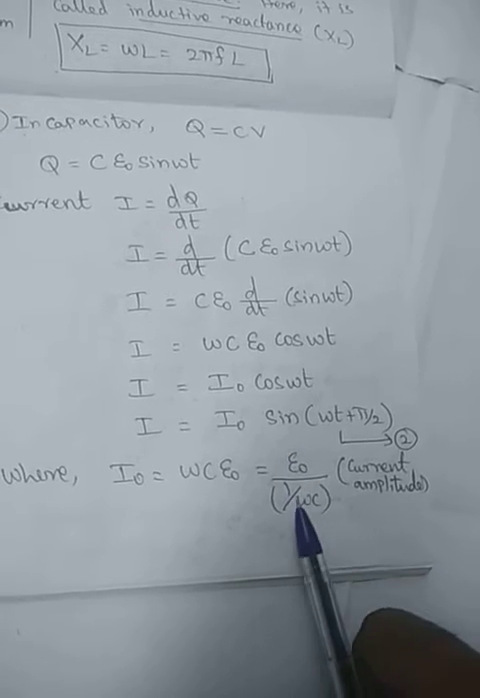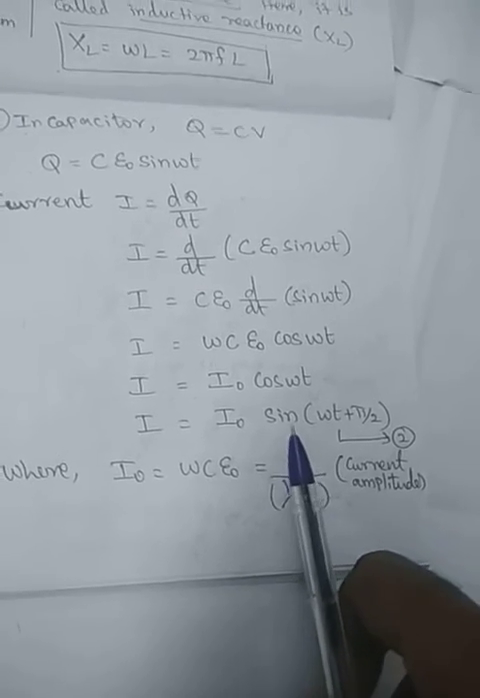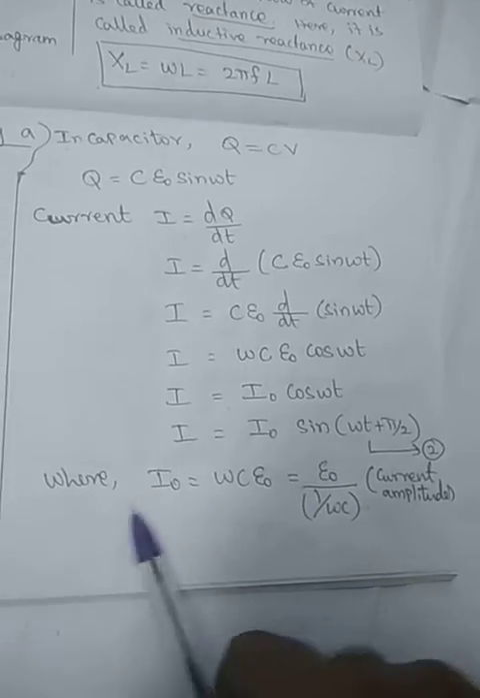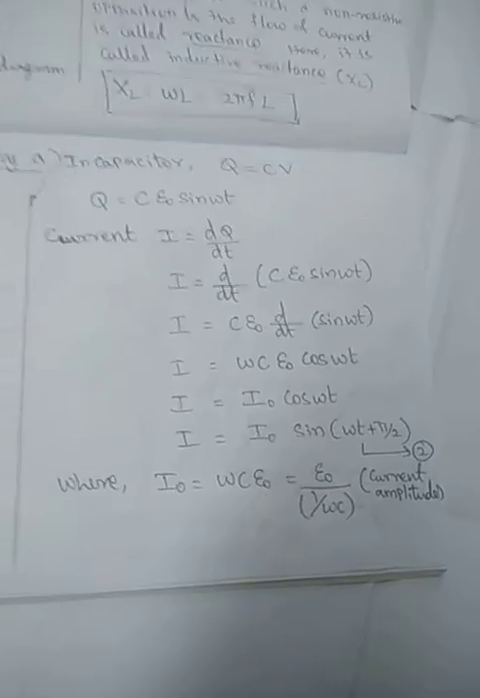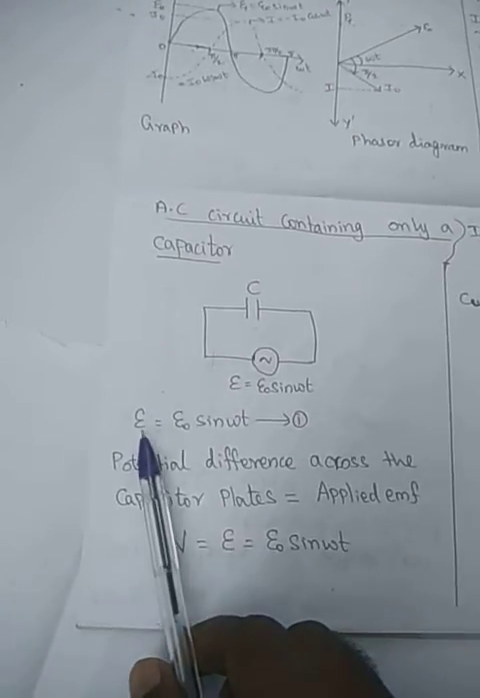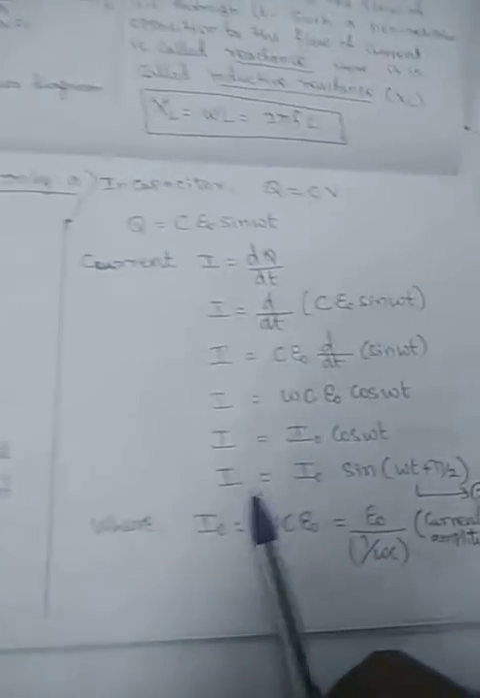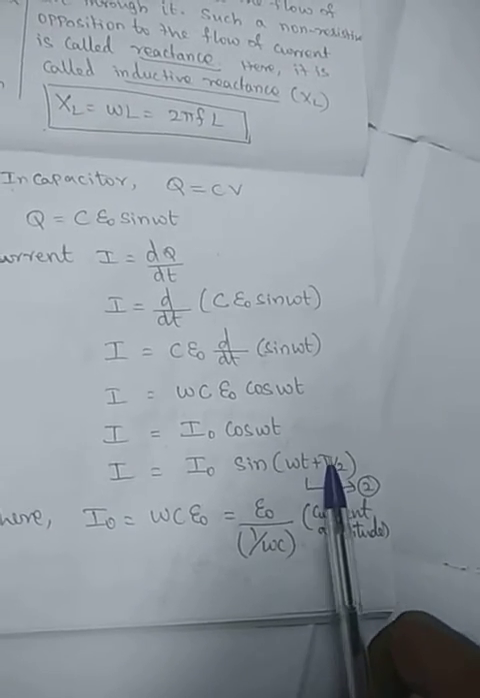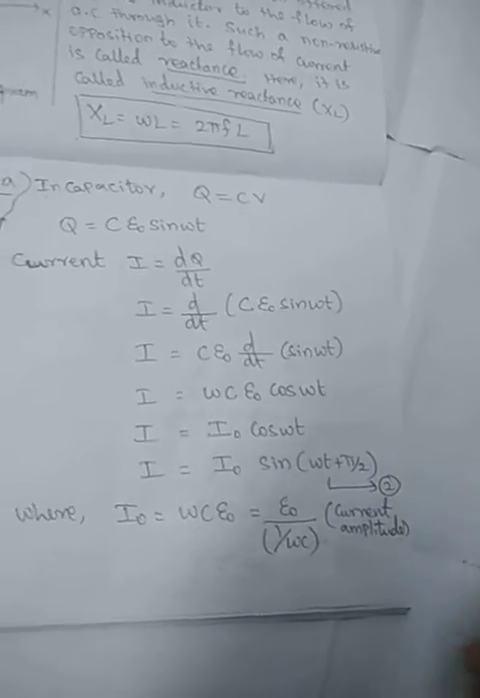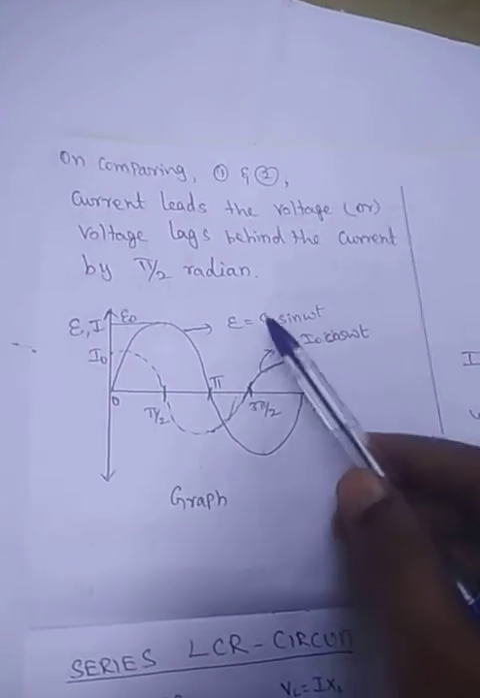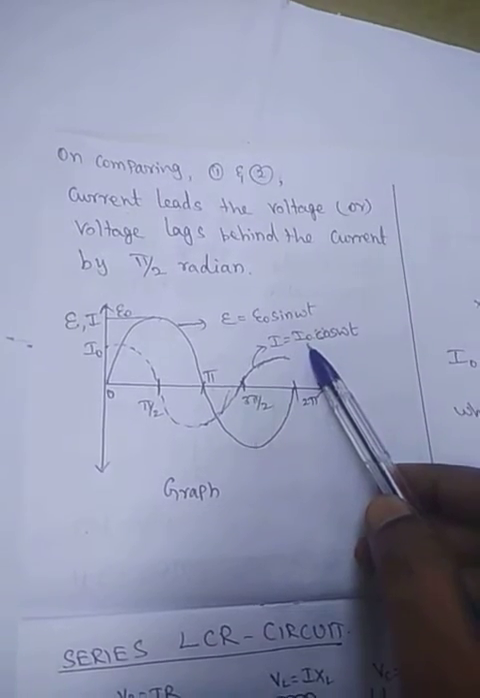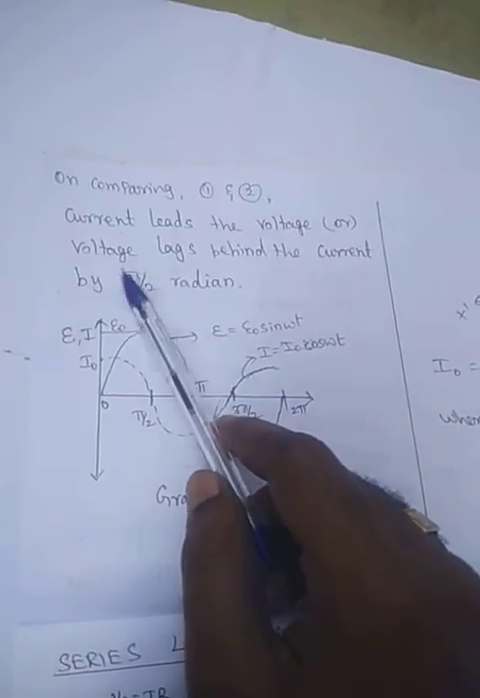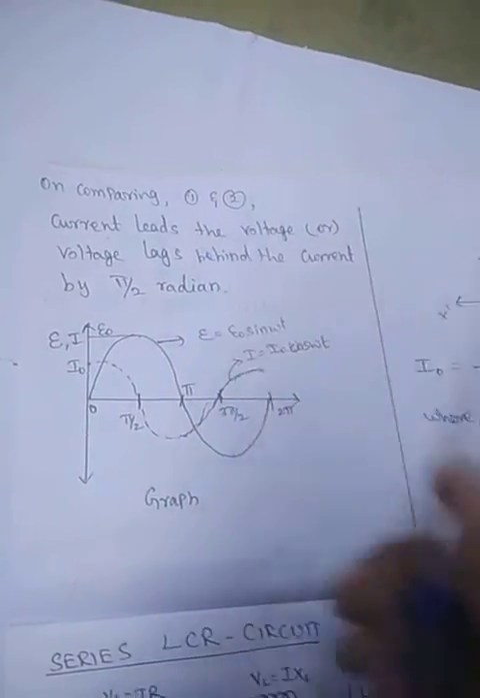That is E0, the amplitude of the EMF, divided by some resistance value, is equal to the amplitude of the current. Very simple equation. So the applied EMF is E0 sin omega t, and the current is I equals I0 sin of omega t plus pi by 2. So it is 90 degrees ahead. By comparing the EMF and the current, we find that the current leads the voltage, or the voltage lags behind the current, by 90 degrees.